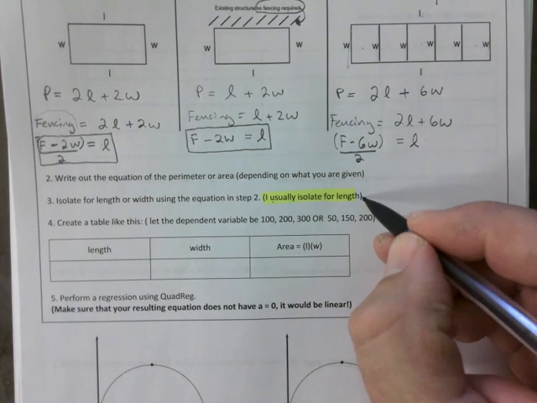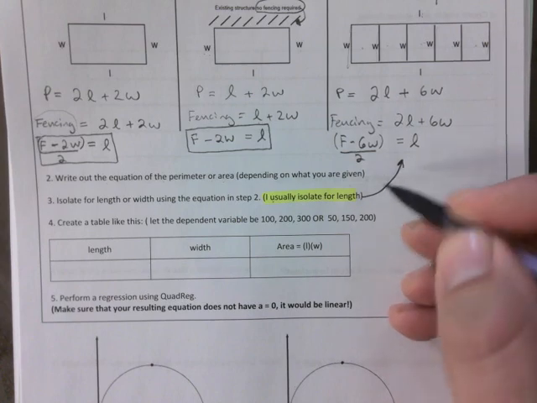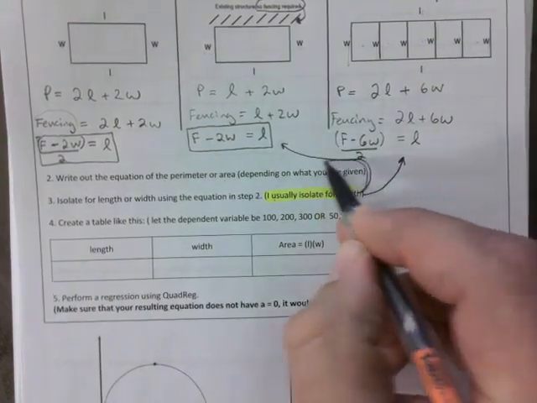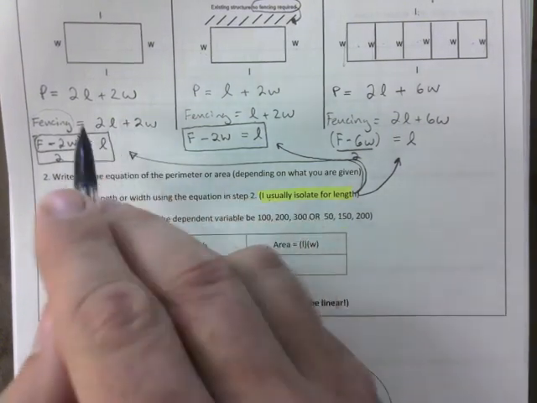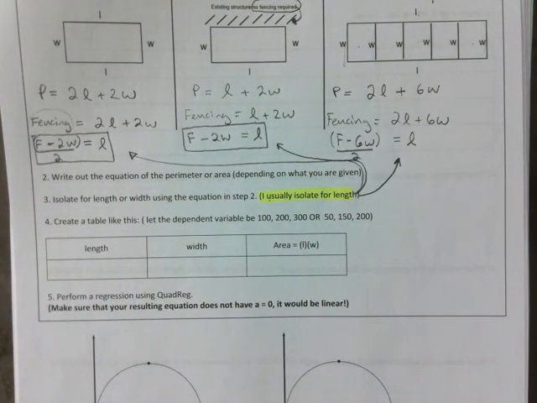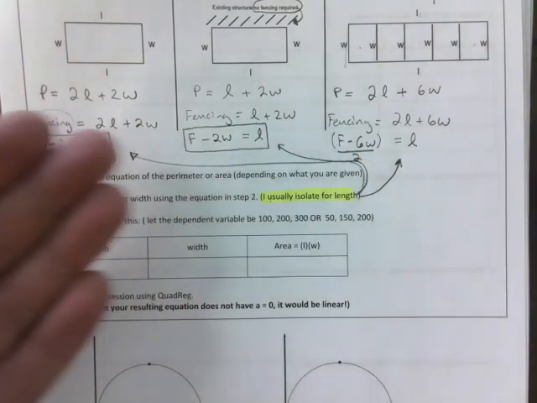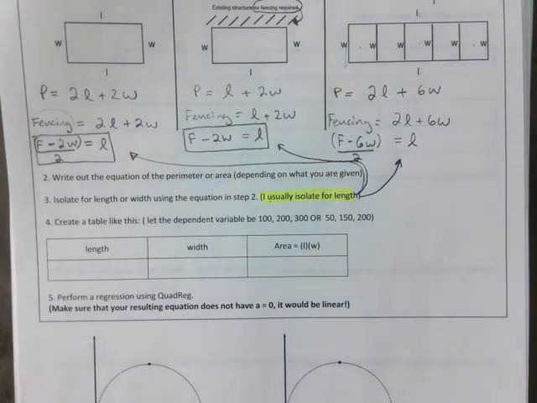So I'm going to go arrow up showing you that, right? That's what we've done in each scenario. We've isolated for length. You're not going to get all scenarios at the same time. It's going to be one of these, but there's many more possible.